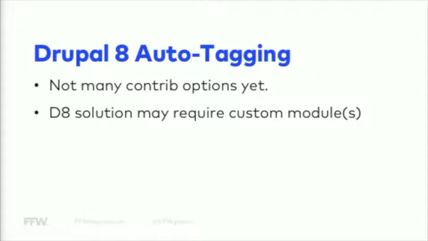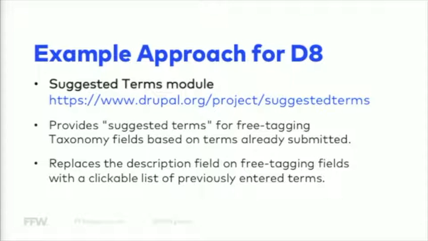In Drupal 8, not as many contrib options. In Drupal 7, there's a lot. I fully expect this to change as Drupal 8 continues to be adopted and developed. But at this time, a Drupal 8 solution similar to what we've just described is probably going to involve a little bit more custom development from the dev team. But one example approach to do a suggested tags approach that works with Drupal 8 is a module called the Suggested Terms module, which, similar to what we just described, provides a list of suggested tags or terms that are based on the body of your content.